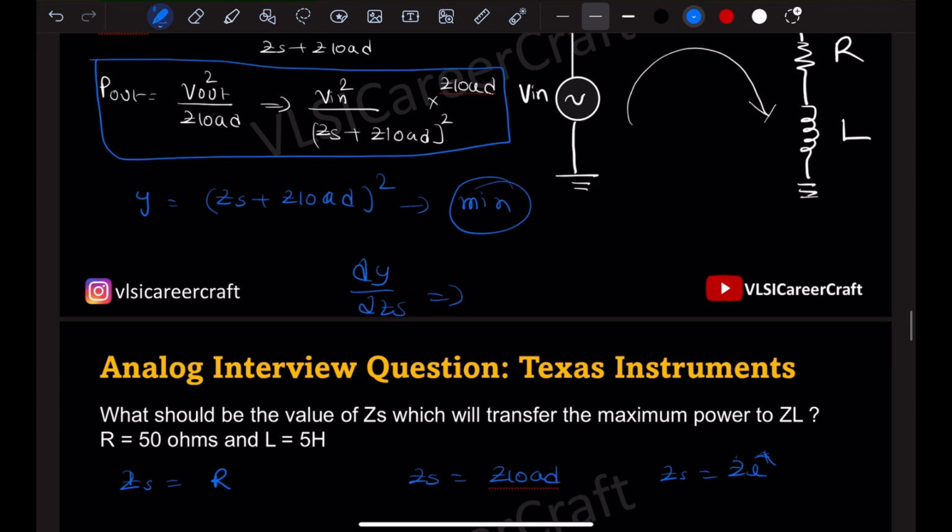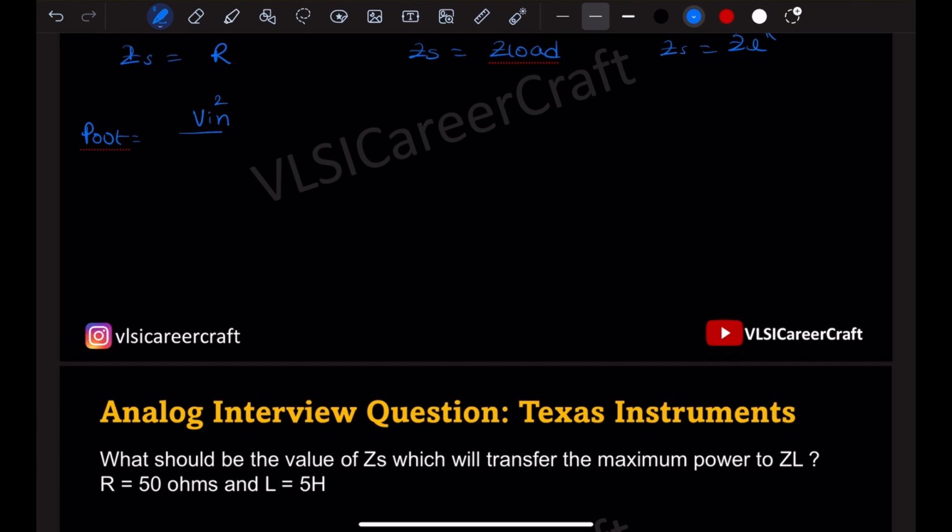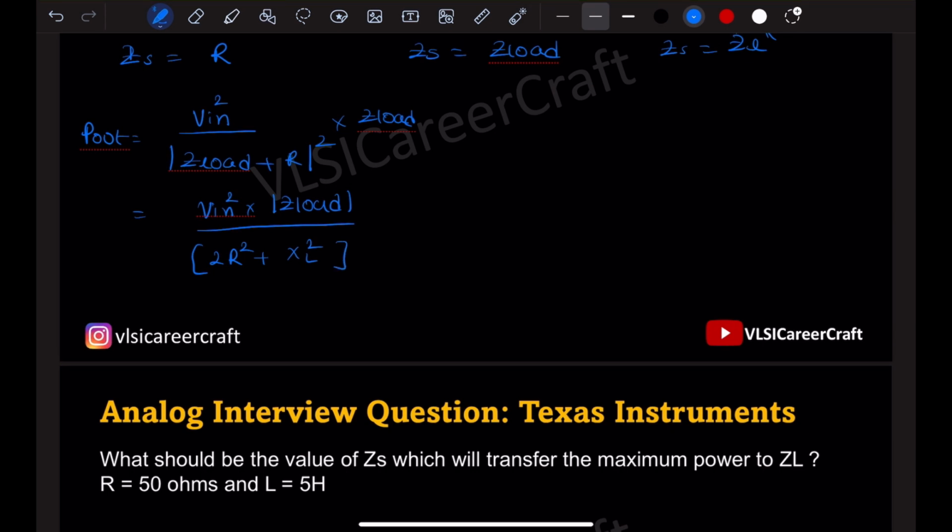P out is V in square by modulus of ZS plus Z load, so Z load plus R, whole square, into Z load, which is equal to V in square into modulus of Z load by 2R square plus XL square. This is for case 1.